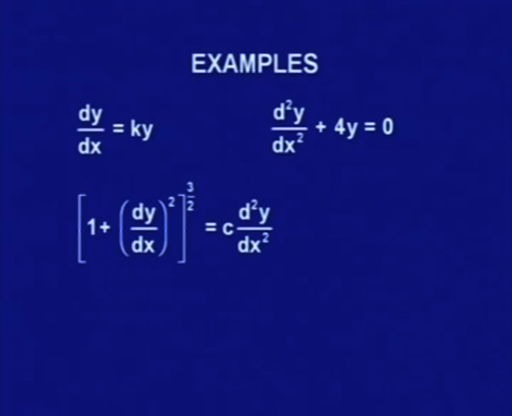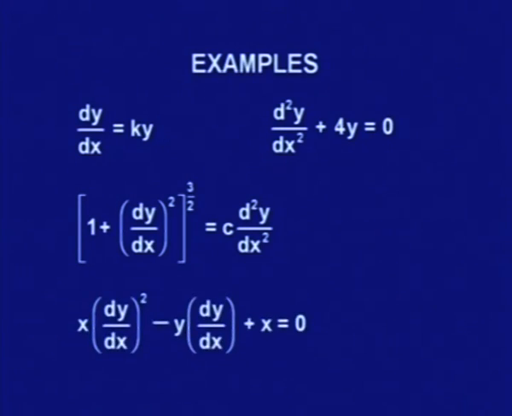Now, we see in the last example that x (dy over dx) square minus y times dy over dx plus x is equal to 0, the derivatives involved are only of the first order. Thus, the order of this equation is 1 only. So, this equation is also called a first order equation.